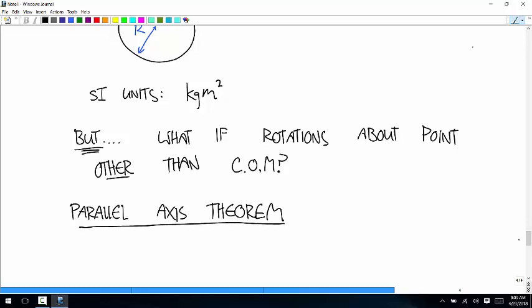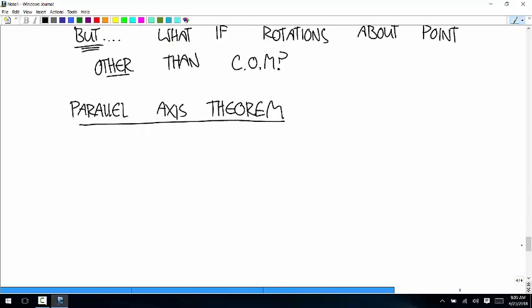And the parallel axis theorem only applies if you're talking about rotations that are about parallel axes. That's always going to be the case in 2D, though, because the axis is always going to be into, out of the page that we're rotating around.